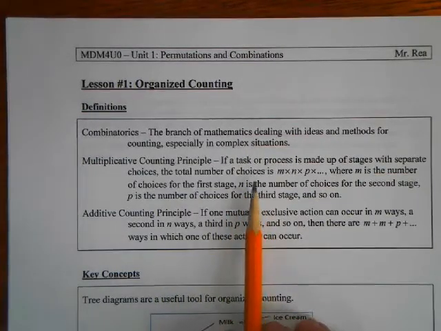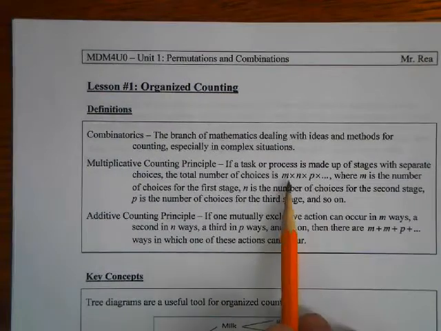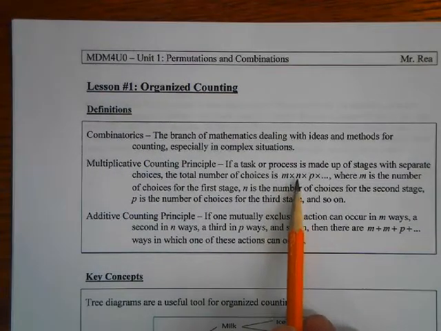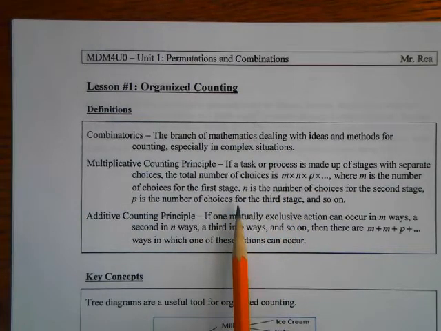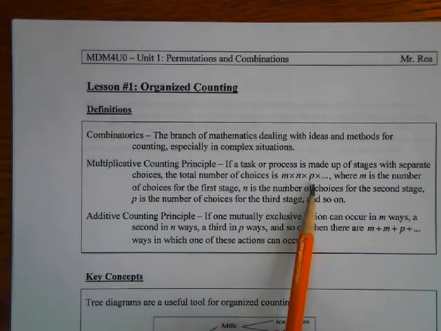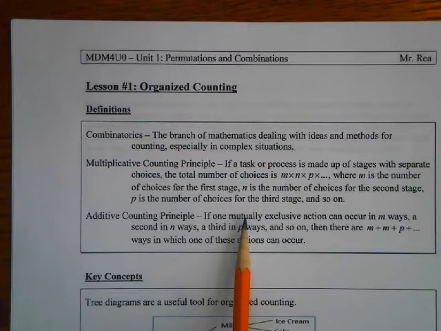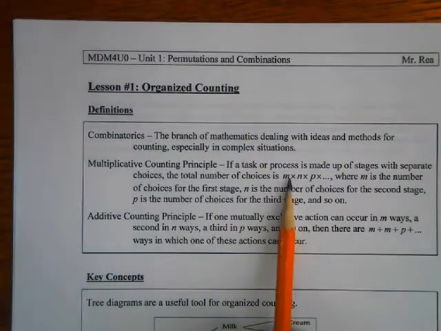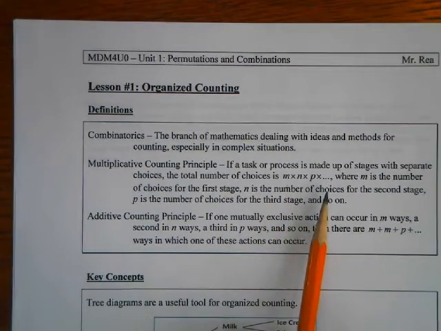But by the definition, if what you're looking at is made up of stages with separate choices for each stage, then the total number of choices for the entire task or process is the number of choices for each stage multiplied by each other. So for example, in this definition here, if the first stage had m choices, the second stage had n choices, the third stage had p choices, etc. If you want to know the total number of choices for the entire process of using all these stages, you just multiply the number of choices of each stage. And this will be the more common thing we do in this lesson.